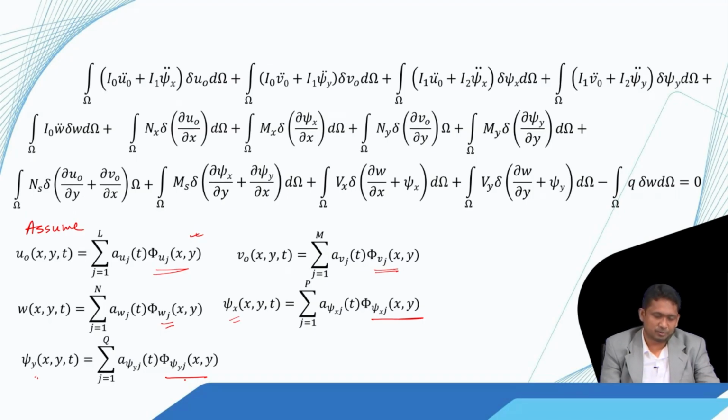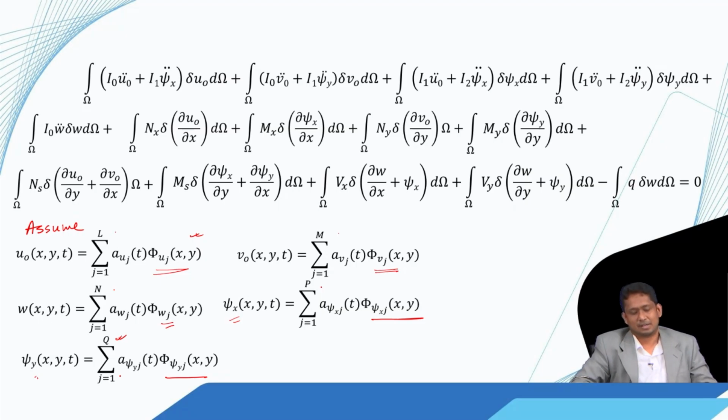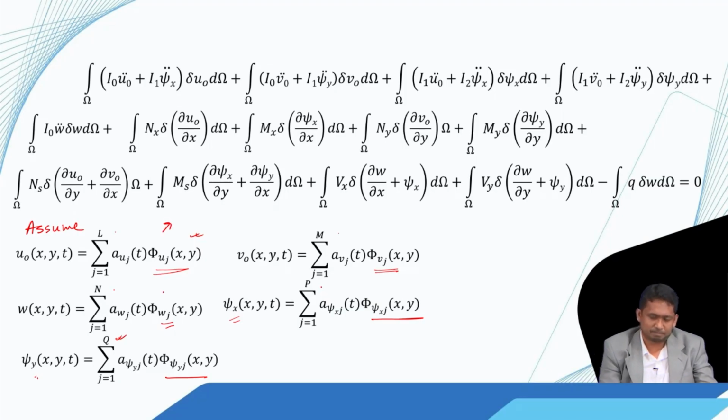Now, for u0 we are using L number of terms, for v0 we are using m number of terms, for w using n number of terms, for psi x we are using p number of terms, and for psi y we are using q number of terms. L, m, n, p, q can be the same and they can be different also. To keep it more generic, we are assigning different variables to them. Now, if I put everything in this equation, then we can write this equation.